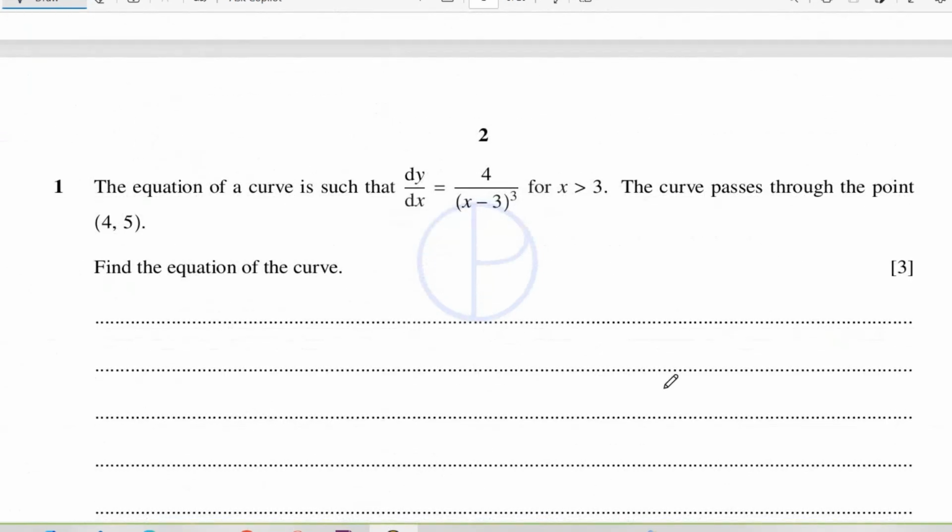The first question: the equation of a curve is such that dy by dx is equal to 4 over (x minus 3) the whole cube, for x greater than 3. The curve passes through the point (4, 5). Find the equation of the curve. To find the equation of the curve, first we need to integrate the given dy by dx.